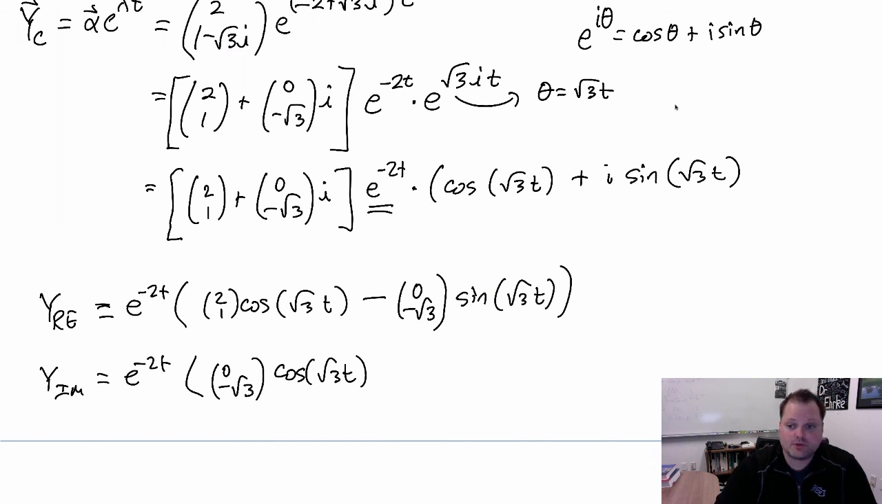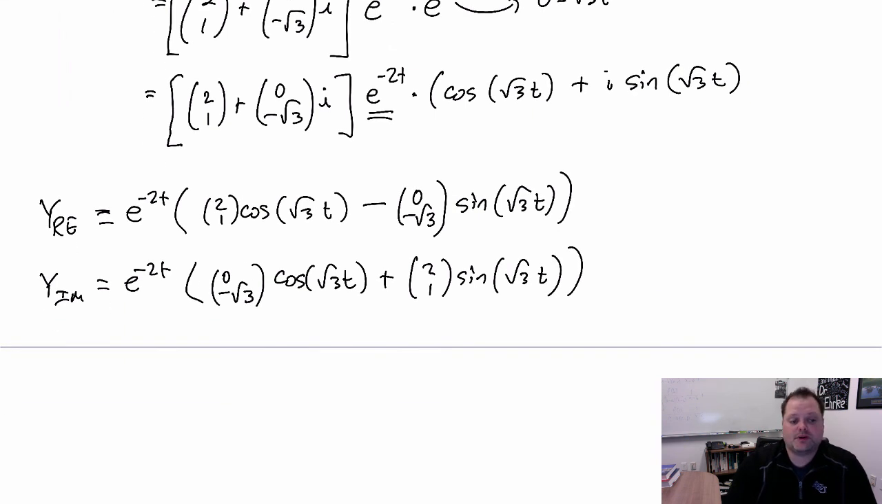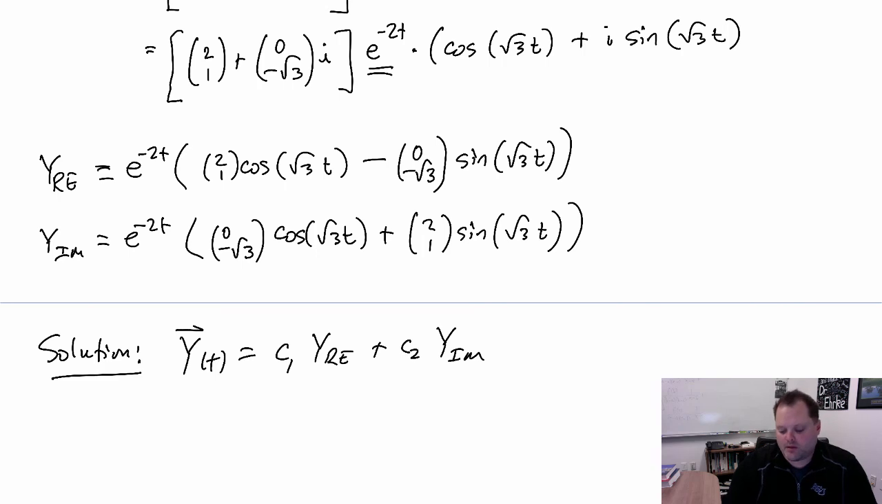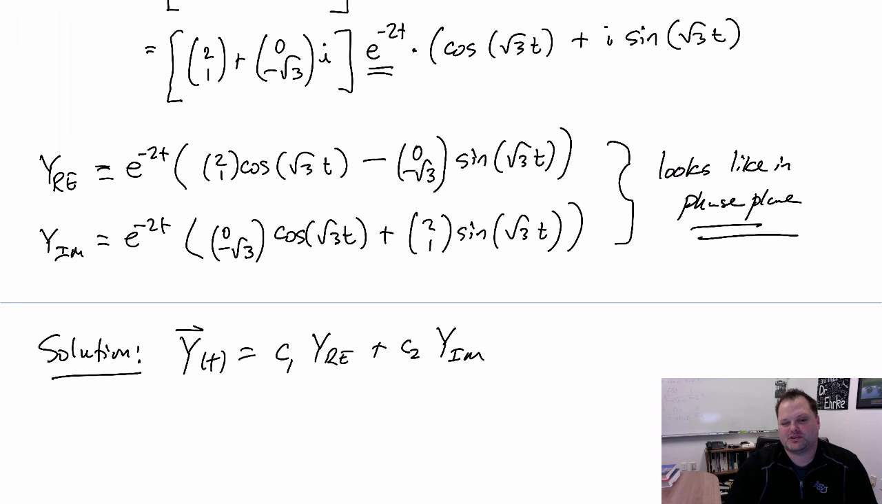And the other term, 2, 1 times this, is the imaginary part. So then finally my solution to this problem is C1 times the real part plus C2 times the imaginary part. And we're going to talk about what this looks like in the phase plane after you've had a chance to do this week's Maple quiz.